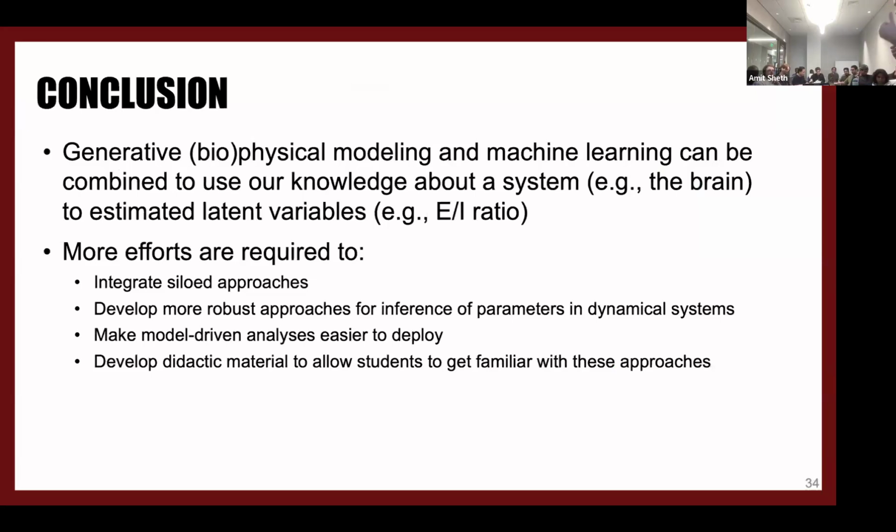So in conclusion, I'm about one hour in. I imagine that's about the duration that I'm supposed to take. So you can use generative biophysical modeling, or, depending on the type of system you're modeling, physical or chemical modeling. But you can use generative models and machine learning to combine your knowledge about the system, in my case the brain, to estimate latent variables, things that you would not be able to estimate directly.